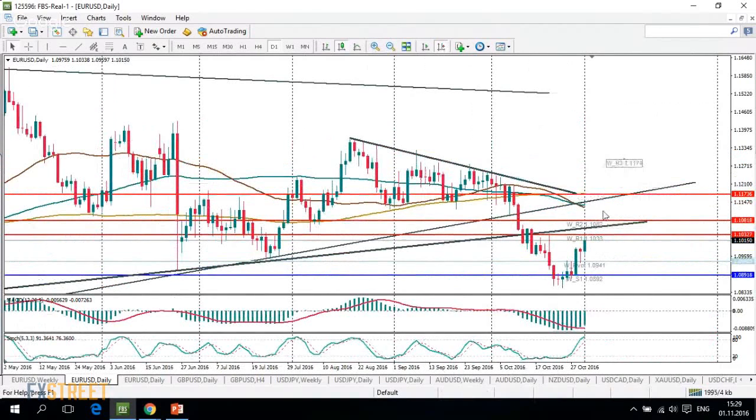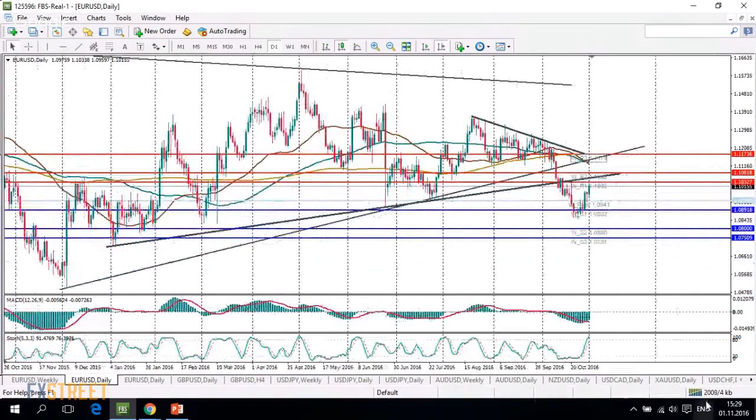If we look at the moving averages, we can see that the 50-day moving average went firstly below the 200-day moving average and then below the 100-day moving average. As a result, these moving averages create a resistance above 1.11, and they add to the view that the ability of the euro to strengthen will be limited.